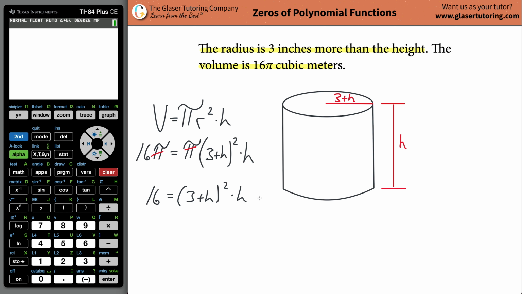Now there's a couple of ways you can solve this. If you don't have the utility of a calculator, you can FOIL this out. And then you can basically get something in the form of ax cubed plus bx squared. Instead of x, though, it's going to be your h because that's your variable. But then you can follow factoring techniques for cubic functions. There are several techniques depending upon the problem. One technique you might have to use is the rational zero theorem.